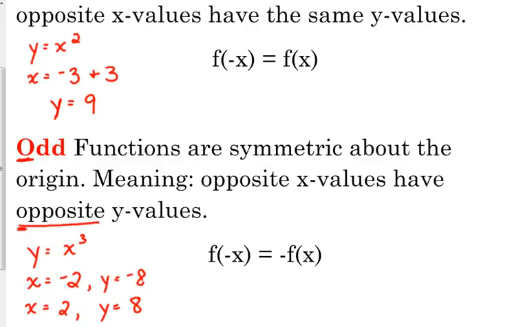Symbolically for this one, when you plug in negative x, you will get the exact opposite of the original function. So all the signs will change of the original function.